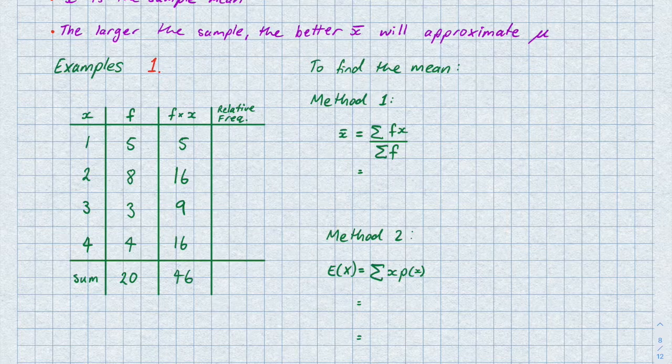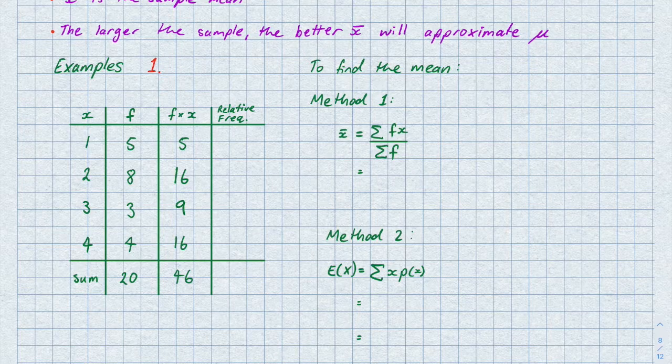We've got an f times x column here, so 1 times 5 is 5. So that number gives us the sum of all of those ones. We have 5 ones, they add to 5. We have 8 twos, so if you add up all those twos, they add to 16. We have 3 threes, they add to 9. And we have 4 fours, they add to 16. If you add up all of your scores, they add to 46, and you have 20 scores.